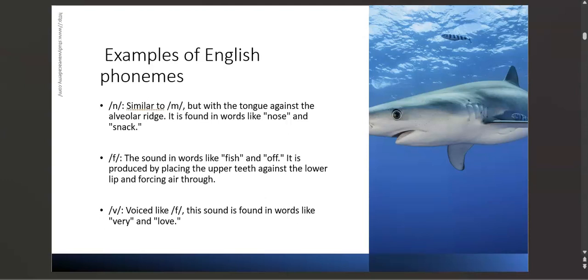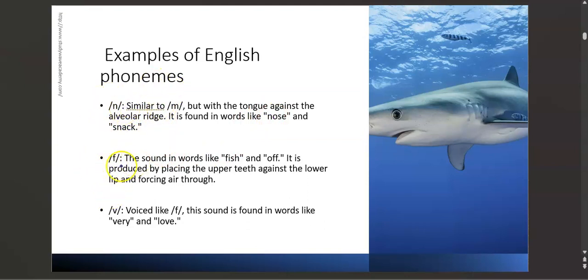So by the end of this, we have seen a lot of examples, and even known how to pronounce them. The other example is the sound n. Let me point it out for you again. We have sound n, sound f, sound v. N is a sound that is found in words like nose, snack. You even feel it when you're saying the word nose, n, snack, n. So that is sound n, an example of a phoneme.